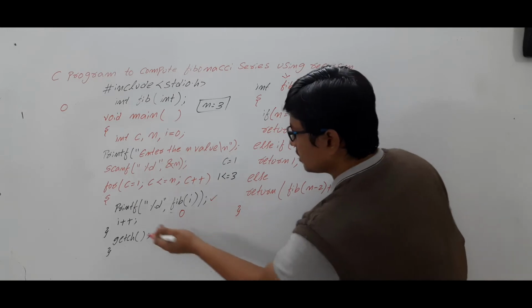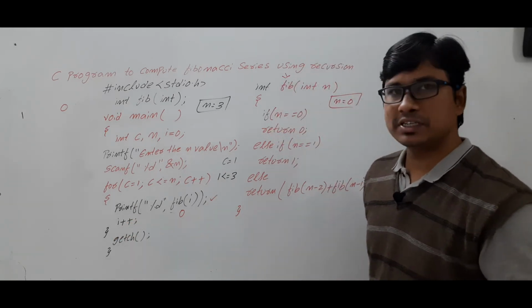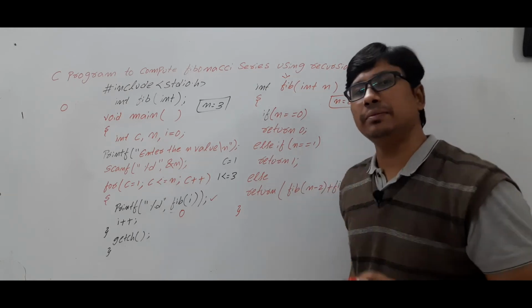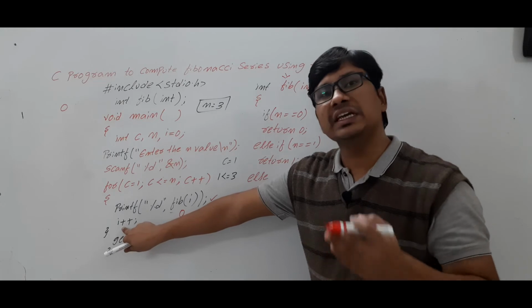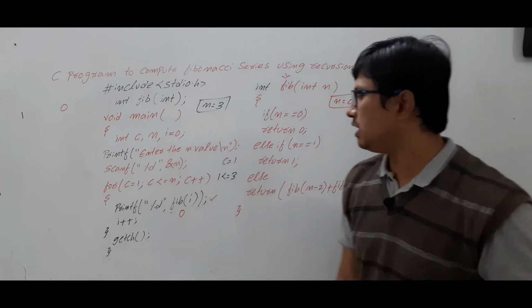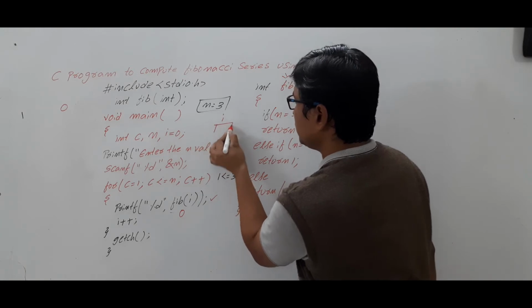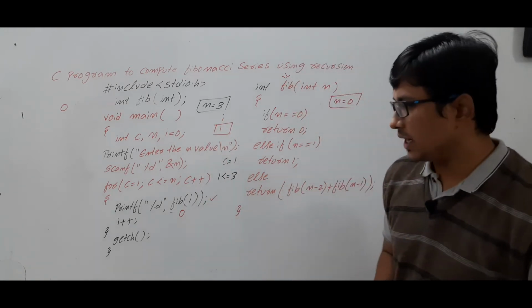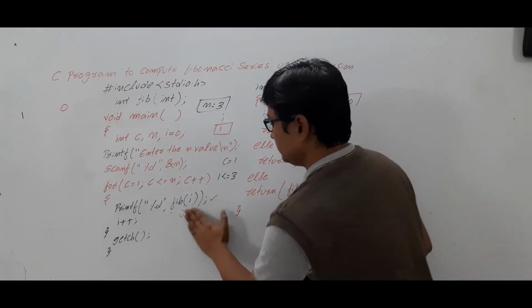Once it is done, the control will come here. It will be I plus plus. I plus plus is nothing but I is equal to I plus 1, which is a post increment. Okay, so I value will be updated to 1. Previously I value is 0. Now it is updated to 1. Okay, I value will be 1. You keep it.